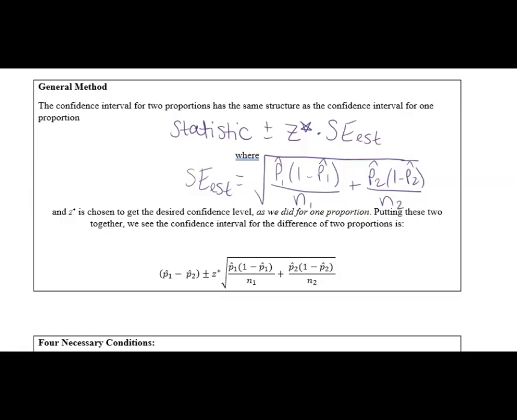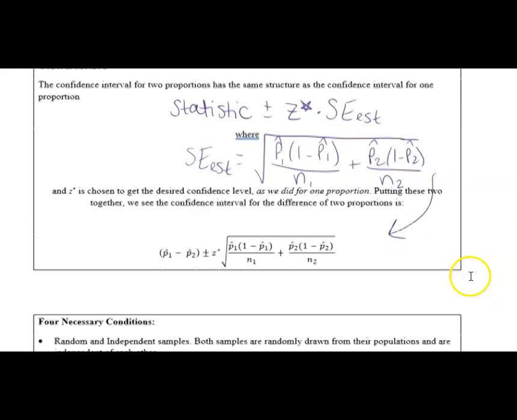So if you put all of this together, this entire formula becomes P1 hat minus P2 hat plus or minus Z star times that estimated standard error. Whew. It's an ugly formula. Do not bother to put this on your index card. You are not going to have to calculate these by hand. I promise we will either use StatCrunch to do the calculation, and then we will ask you to interpret it, or we'll give you the interval and ask you to interpret it.